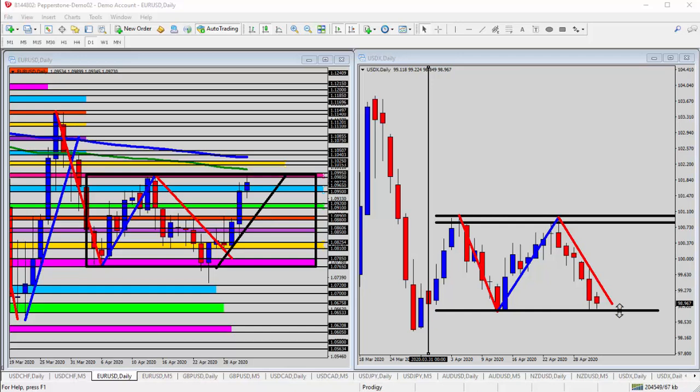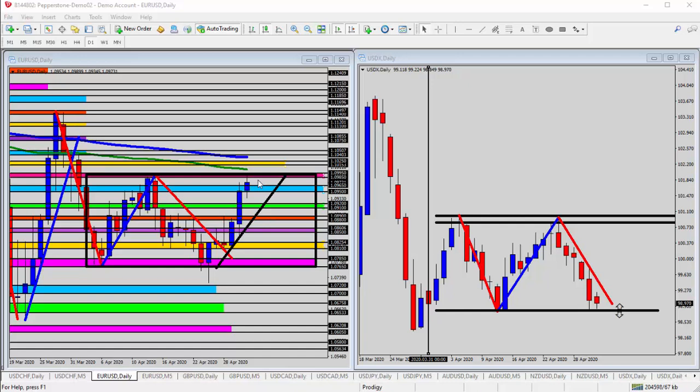On the left hand side is the euro dollar, and you can see the black trend line rising from the pink zone, the bottom of that black box, 1.0785, 1.06765. It found support several days ago and has been moving up ever since, now reaching the top zone of that black box, 1.0995, 1.0985. So we're reaching into a significant resistance level.